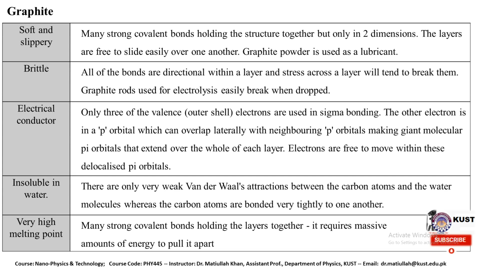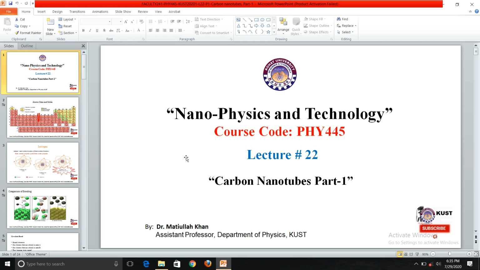So these are some of the properties that differ from each other due to their specific arrangement of atoms or their specific structure. This is something about the carbon nanotube. I hope in the next lecture we will continue it and discuss part of that.